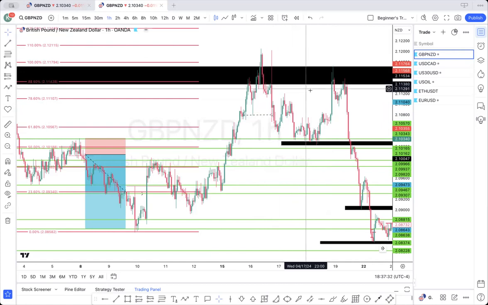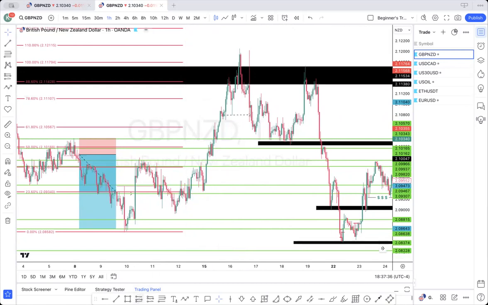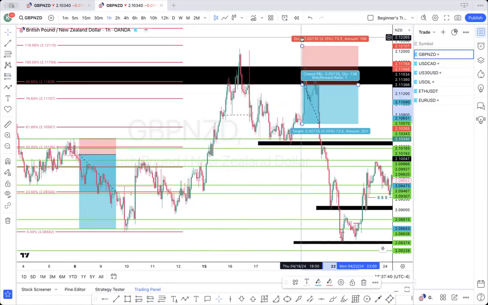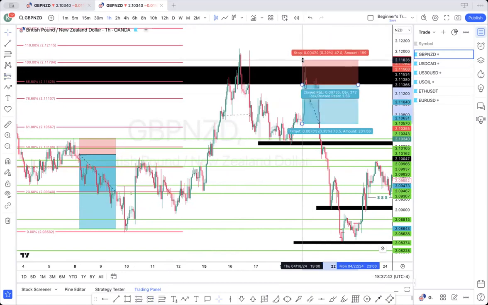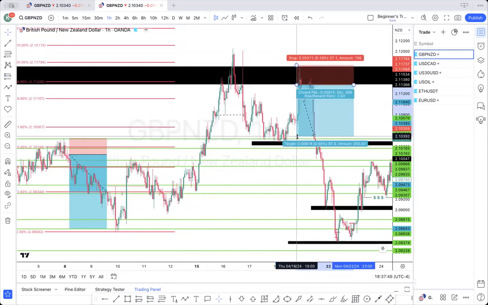I'm going to wait for price to come back into this order block because it's in my zone. I am taking my trade from my zone. If I don't get in at the zone, then I'm not getting in. If I miss it, I miss it.